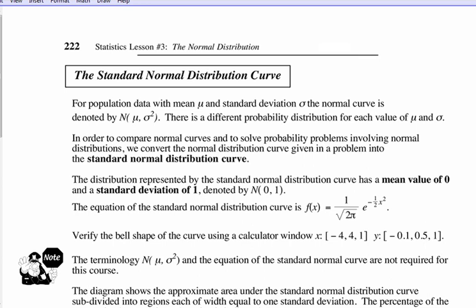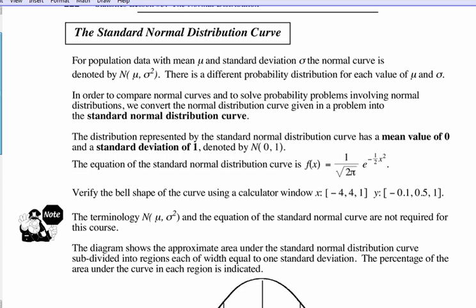So here are some important notes. I'll help you sift through this, and we'll talk about what's important here. For population data, which means mean and standard deviation sigma, the normal curve is denoted by N. And what you need to know is a symbol for mean and a symbol for standard deviation. Don't have to worry about that symbol N, but there is a different probability distribution for each value of mean and standard deviation. And we're going to talk about that.